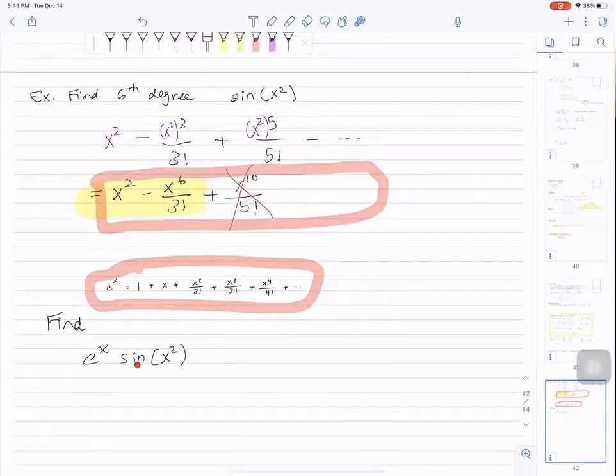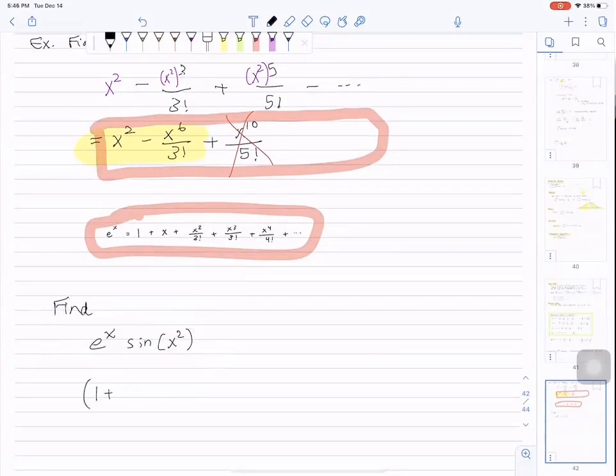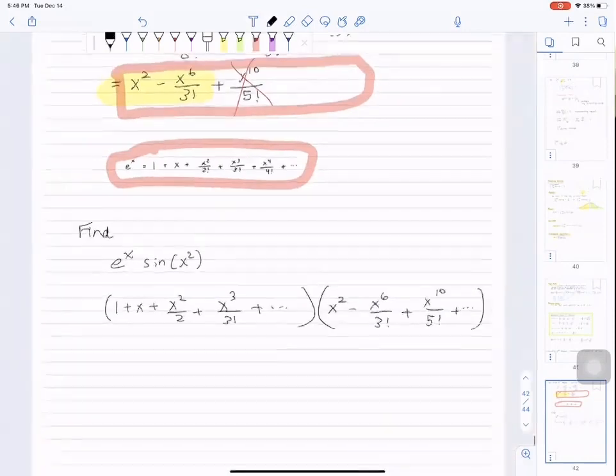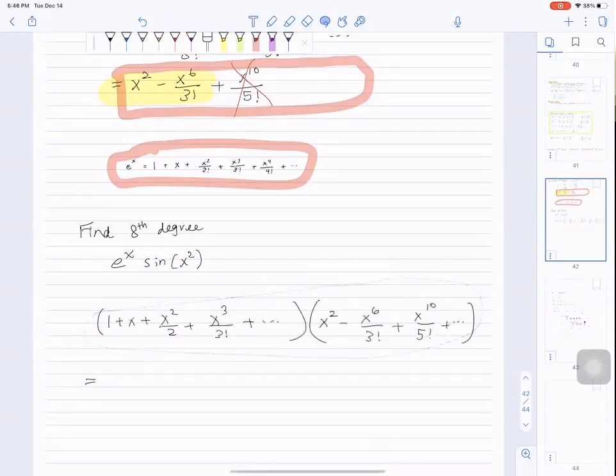What's the Maclaurin series for e to the x times sine of x squared? That means you have to do the Maclaurin series for e to the x, plus dot, dot, dot, multiplied by what we found for sine of x squared. So this is x to the 10th over 5, etc. Let's say we want to find the 8th degree. This is just like multiplying any ordinary polynomial.